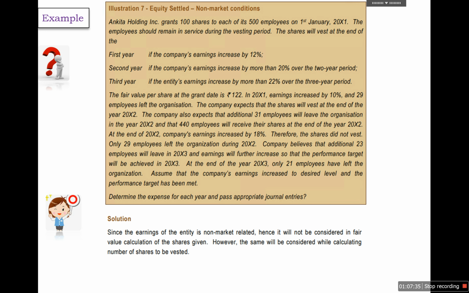First, we need to find out whether the vesting condition is a market condition or non-market condition. In this case, the achievement of profit depends on the performance of the entity and the employees. So it is considered as a non-market condition. And in case of a non-market condition, we need to keep on changing the estimate and increase or decrease the number of shares that we need to issue.